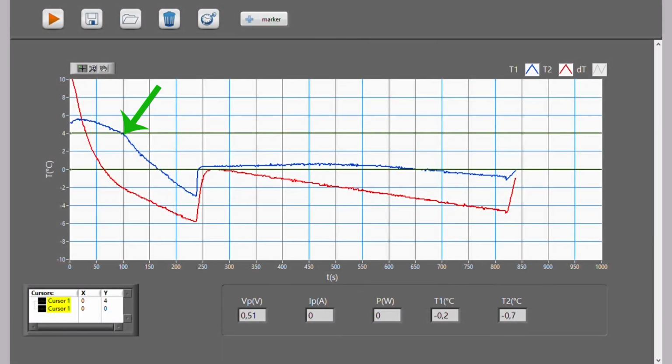When the water reaches a temperature of 4 degrees centigrade, a change in behavior is seen. In this graph, we can clearly see all the properties of water. If we look at the blue curve, the one relating to the water temperature, we can see that at 4 degrees Celsius, the concavity changes. As we know, the density of water is maximum at 4 degrees Celsius.